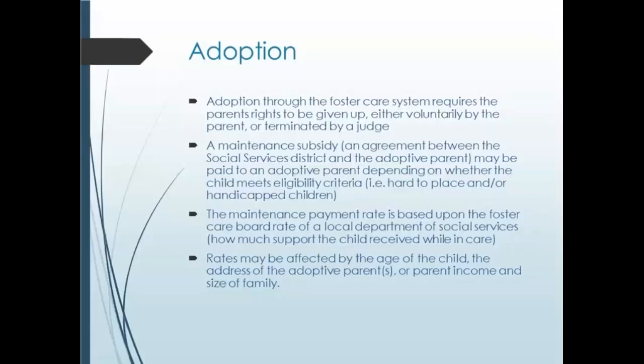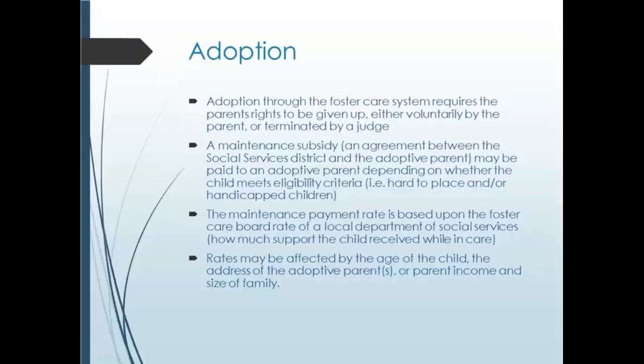If they have to be terminated by a judge, typically parents have the right to an appeal process as well, and that can take a long time. There is a maintenance subsidy, an agreement between the social services district and the adoptive parent that may be paid to an adoptive parent depending on whether or not the child meets certain eligibility criteria. Specifically, are they considered a hard-to-place child and/or are they a handicapped child?